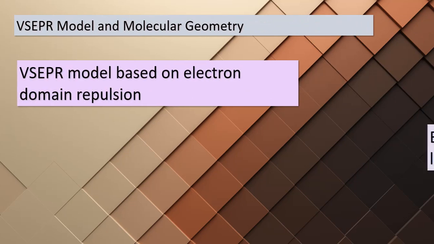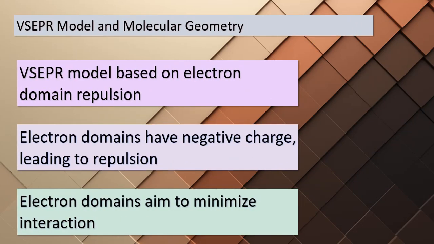Hello again, dear students. Today, we're delving into the fascinating world of molecular geometry and the VSEPR model. But what's this model all about? Well, imagine electron domains as tiny balloons filled with negative charge. They're not too fond of each other, much like how balloons in a crowded room would avoid bumping into one another. Similarly, electron domains strive to stay out of each other's way due to their negative charges.